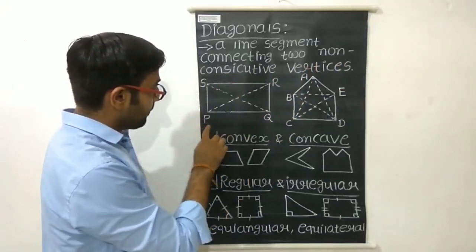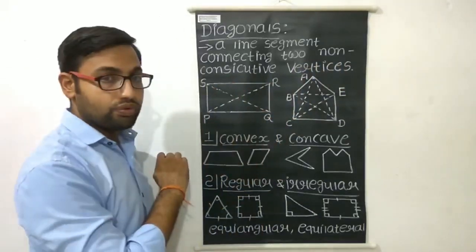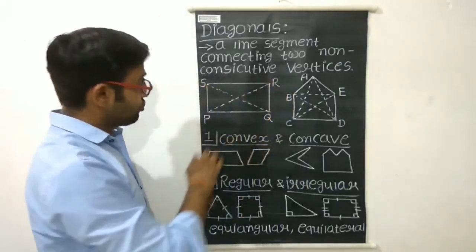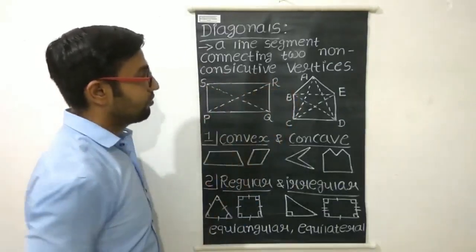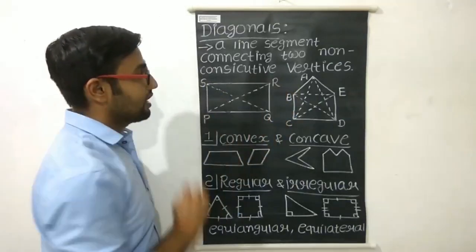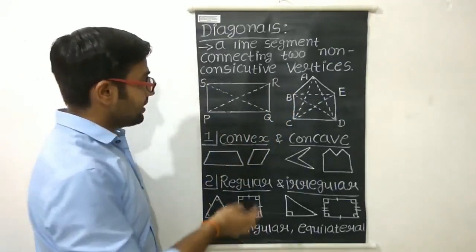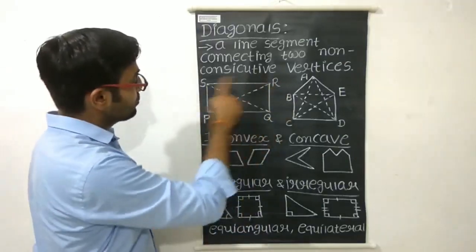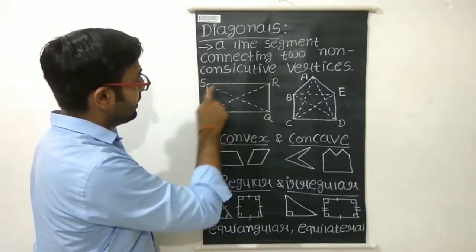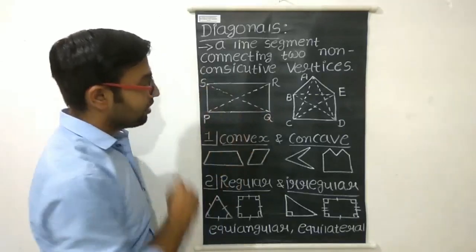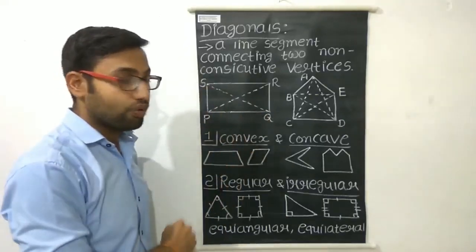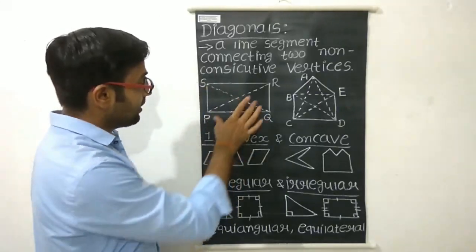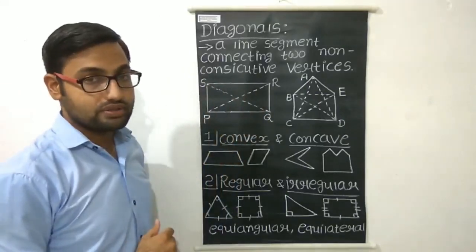So if we take P, then we cannot take Q. We have to skip this Q and then select R. So by joining these non-consecutive vertices, we get a diagonal. In the same way, if we take Q, we cannot take R. We have to select S. By skipping R and selecting S, we get another line segment SQ or QS. So for a quadrilateral, we get a maximum of 2 diagonals.